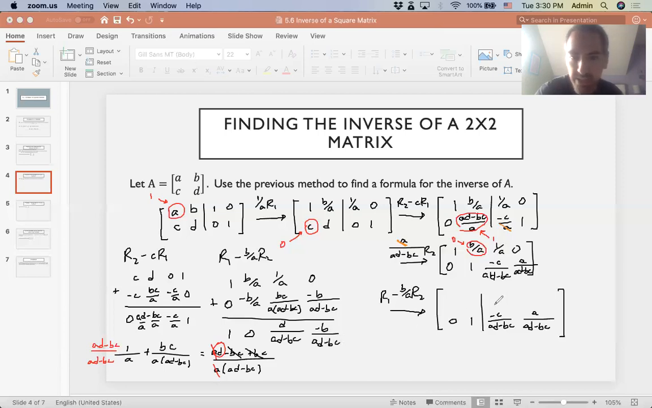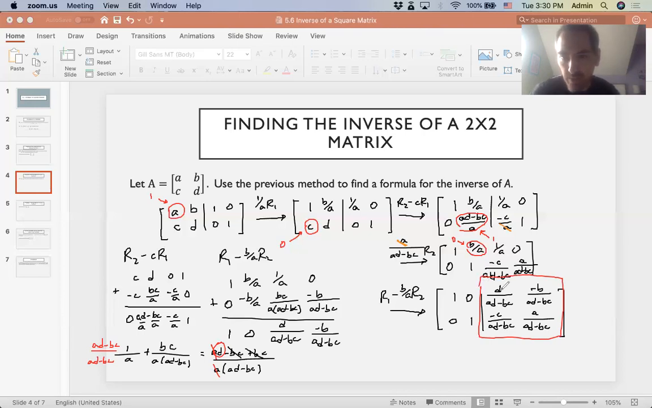Okay, don't get lost in the letters. Remember, this is going to give us a general formula. You will not have to derive this each time. That's why we're doing it, so that you don't have to do this for every single 2x2 matrix to find the inverse. Because what we have now is we have found the inverse of a general 2x2 square matrix.